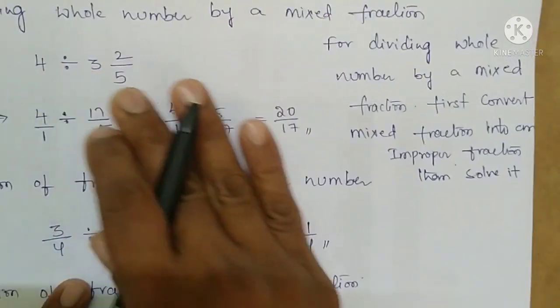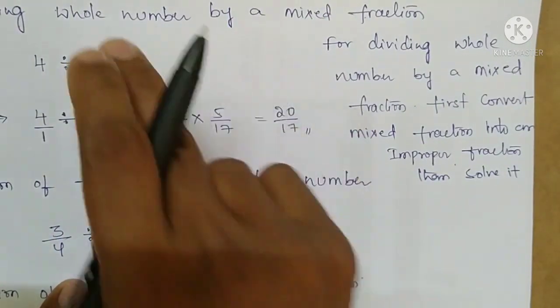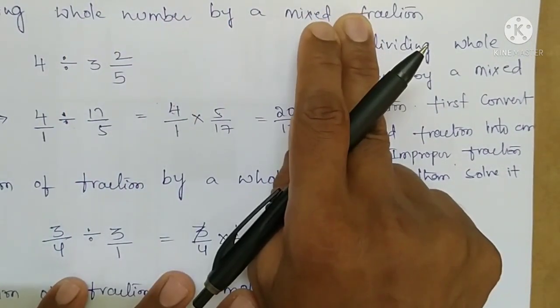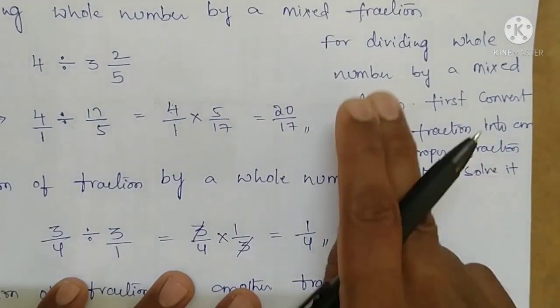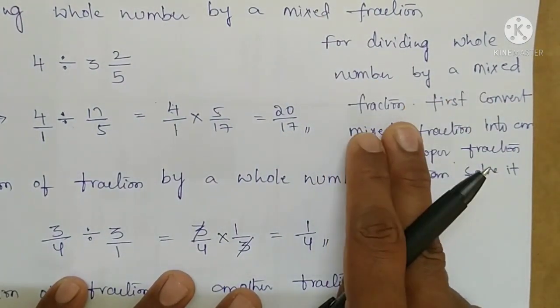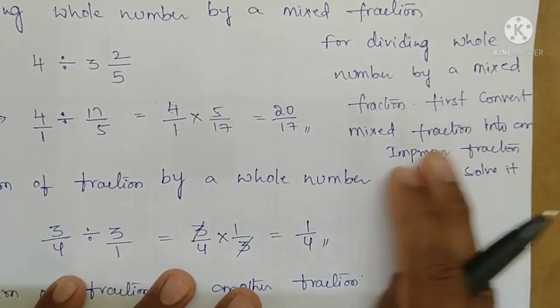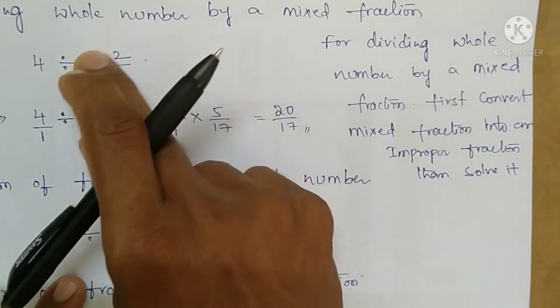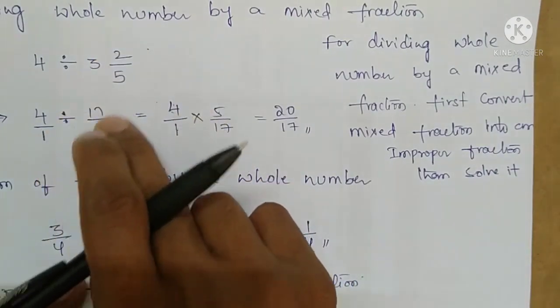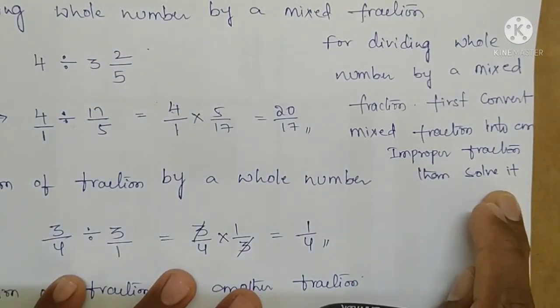Right? From this activity, we can state which activity? Whole number by a mixed fraction. For dividing a whole number by a mixed fraction, first convert the mixed fraction into an improper fraction. Then solve it. Right? Yes.